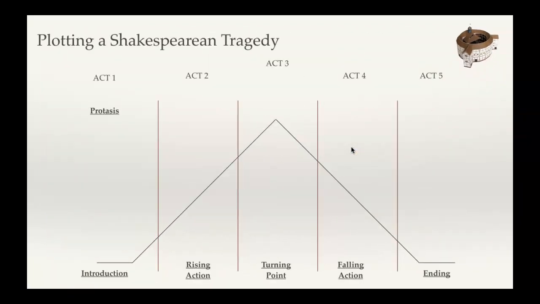Okay, so you might recognize this shape as that checkmark diagram that we've used for plot analysis since grade 9. This one is more of a pyramid shape. It's known as Freytag's pyramid. Anyway, it doesn't matter. This is the basic shape of a plot. What I've done is divide everything into the 5 acts. Every Shakespearean play has 5 acts.